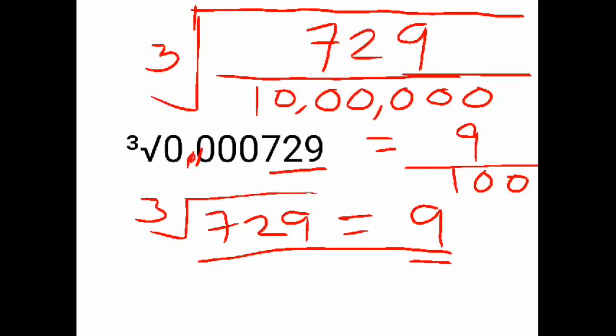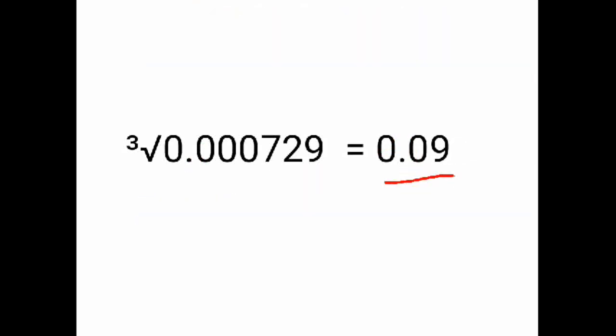Why 0.09 came here, that I am explaining to you. Here 9 upon 100, here denominator you have 100, numerator 9 is there. If there is denominator 100, the decimal point will go before 2 digits. You don't have any number over here before 9. So that's why cube root of 0.000729 is equal to 0.09.